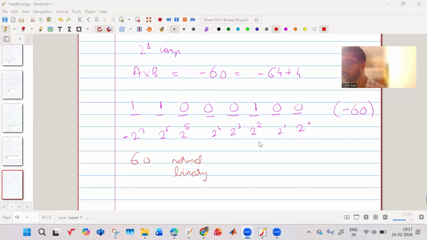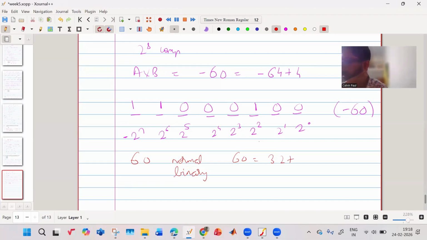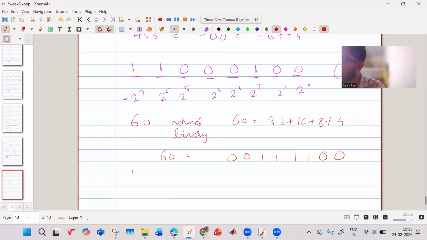60 in normal binary can be written as 32 plus 16 is 48, plus 8 is 56, plus 4, right? So this actually means 60 is 0 0 1 1 1 1 0 0. This one's complement is equal to 1 1 0 0 0 0 1 1.